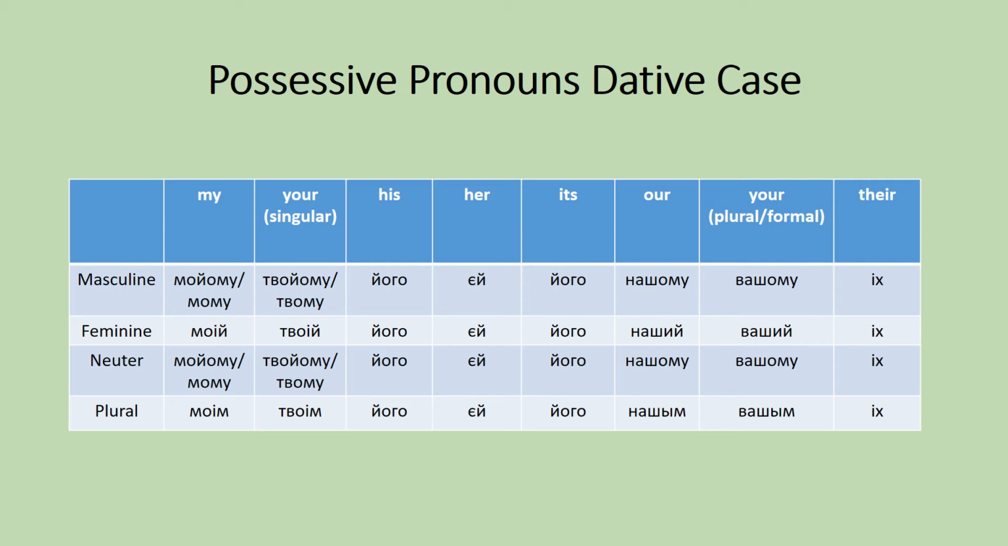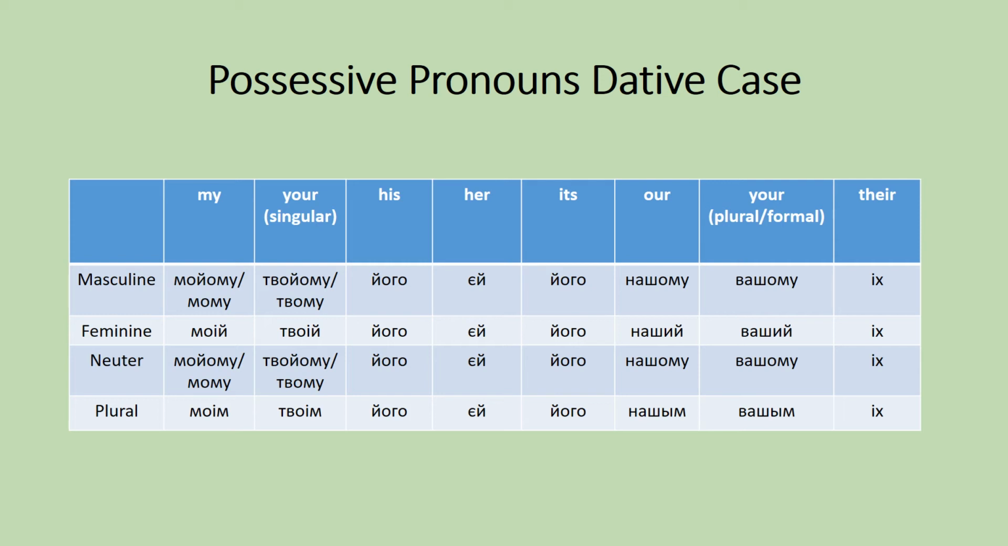Her is yea. Its is yoho. Our is nashomu. Your plural or your formal is vashomu. Their is ich.